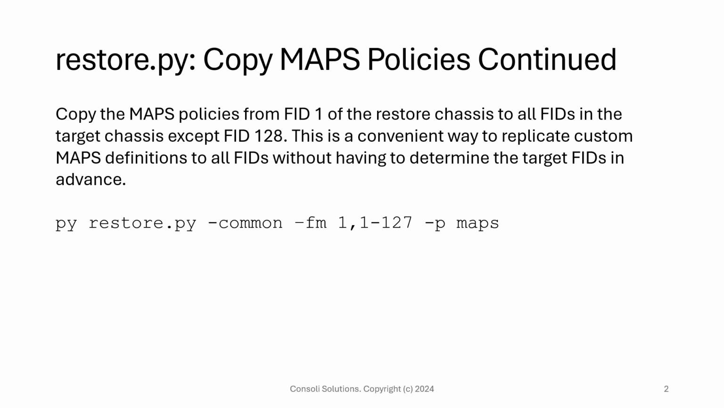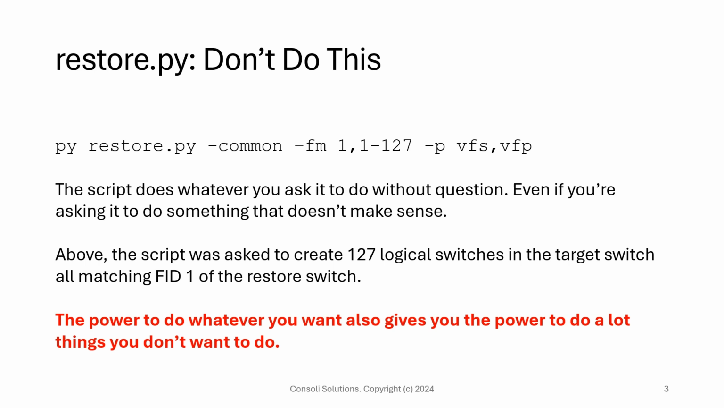You will get a warning message indicating that FIDs don't exist, but there's no consequence. Since this script will do whatever you ask it to do, this is a good time to stop and point out some of the things that you don't want to do. In this example, a logical switch FID1 would be created in the target chassis with the same fabric name, switch name, and DID as the restore switch.